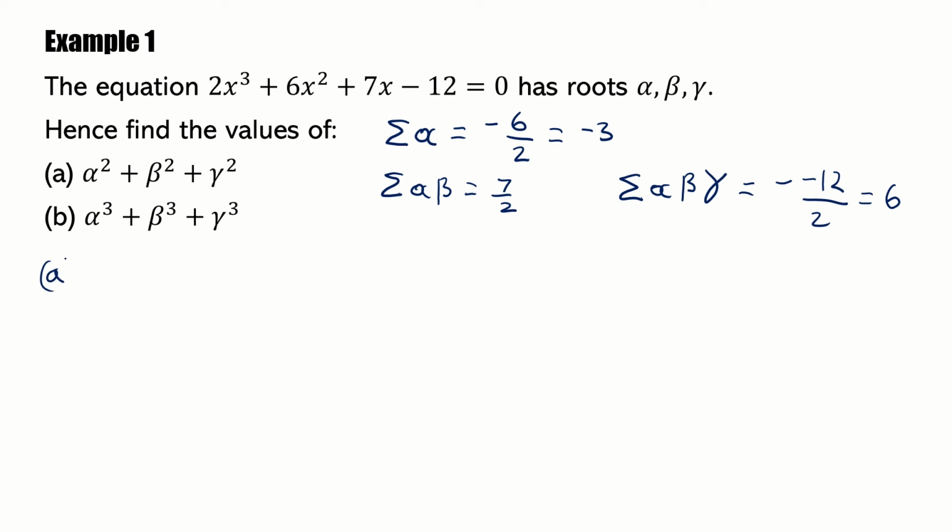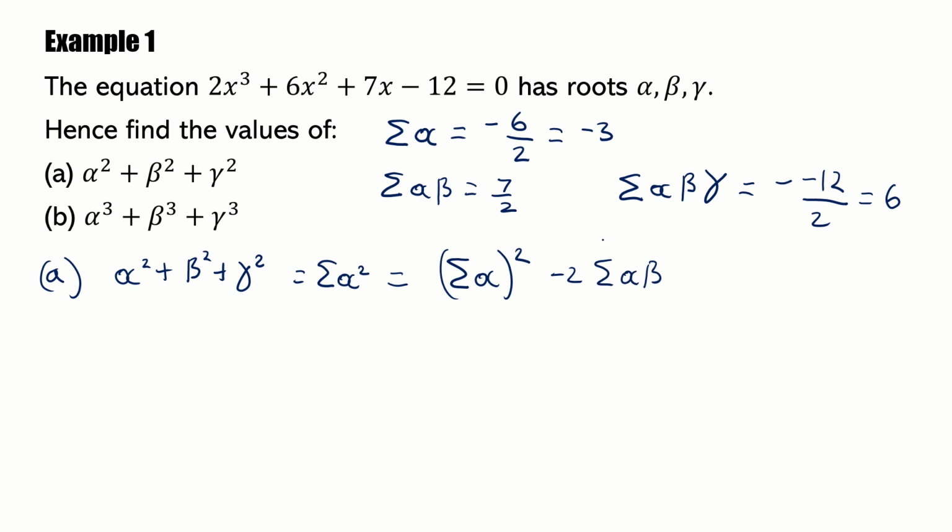But therefore for part A, we know that alpha squared plus beta squared plus gamma squared is just asking us to do the sum of the roots squared. So that's just going to be equal to the sum of the roots all squared minus 2 lots of the sum of the pairs of the roots. So that is just going to be minus 3 all squared minus 2 lots of 7 over 2, which conveniently will just be 9 take away 7, which is just 2. Really easy to work out. So very quick, and that's why you ultimately need to know the formulas, because it speeds all this stuff up.